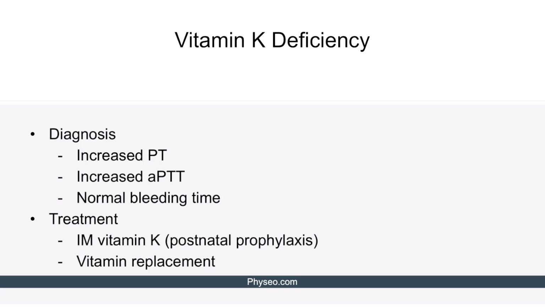Let's move forward discussing the diagnosis of vitamin K deficiency. There is increased prothrombin time and partial thromboplastin time. However, bleeding time is normal because there is no platelet deficiency or dysfunction, and the primary hemostasis is intact. Treatment is based on vitamin replacement as well as preventing deficiency in neonates. This is performed by administering intramuscular vitamin K as a postnatal prophylaxis.